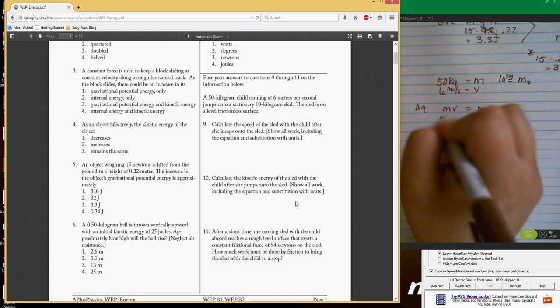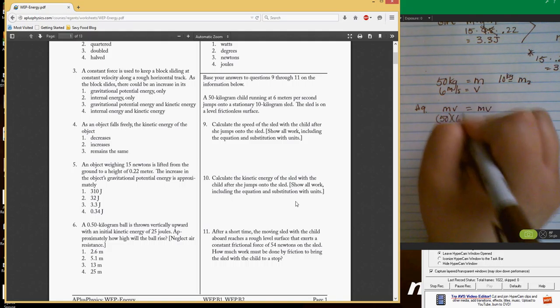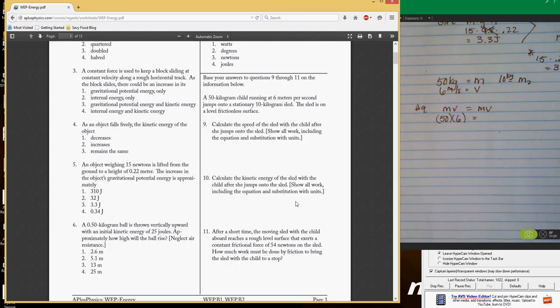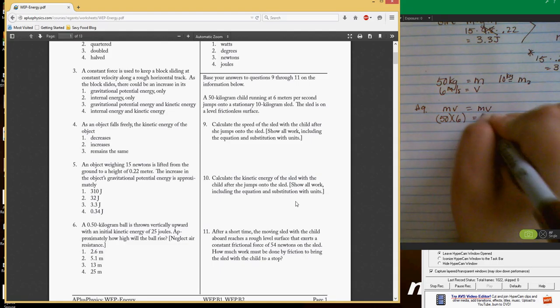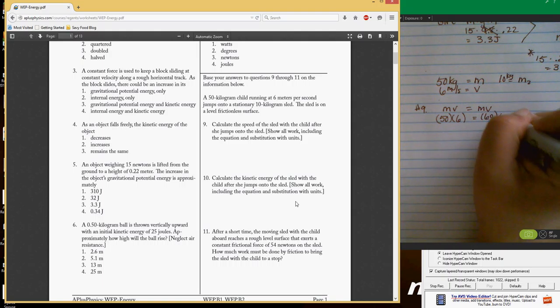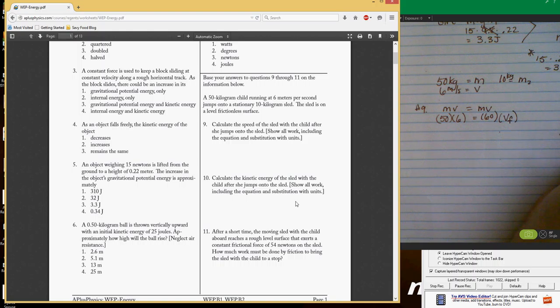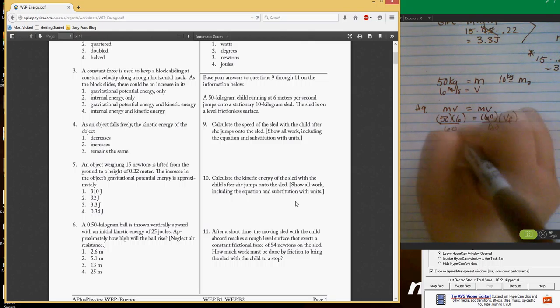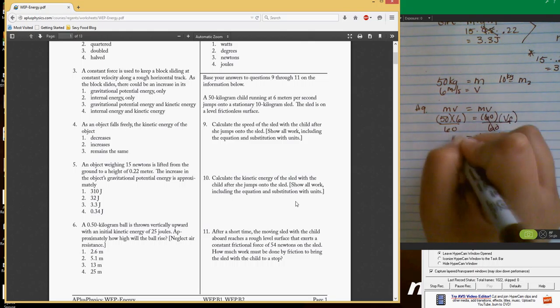Mass of the child is 50, and the initial velocity was 6 meters per second, which equals the mass of both the girl and the sled. So instead of 50, the mass is 60 because you're adding these two together, because they are now one, times the final velocity, which is what we don't know. But we do know that they both will share. So 50 times 6 equals 60 times v, and we divide the 60 on each side, and that gives you a final velocity of 5 meters per second.